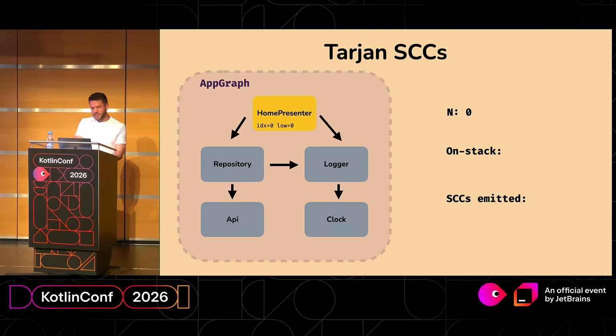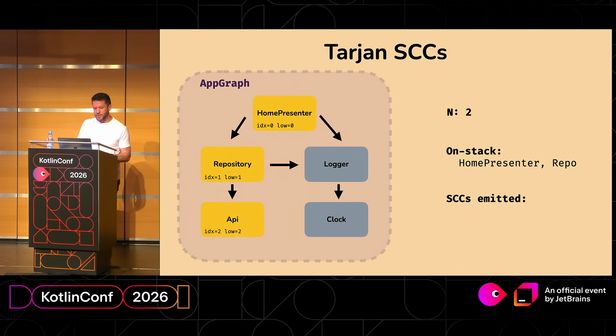We start with the root, in this case, the home presenter. Index here is 0, its low link is 0, we mark that. And then we go on to its first dependency, the repository. Both increment up to 1. Home presenter is now on the stack. Next is this API. From here, it's index 2, low link 2, and we have nowhere else to go. So now we pop back to the first element where index and low link is 2, which in this case is just the API. So it's a root, we pop it off, we emit it out, and then we're done with it. Now we're back at the repository.